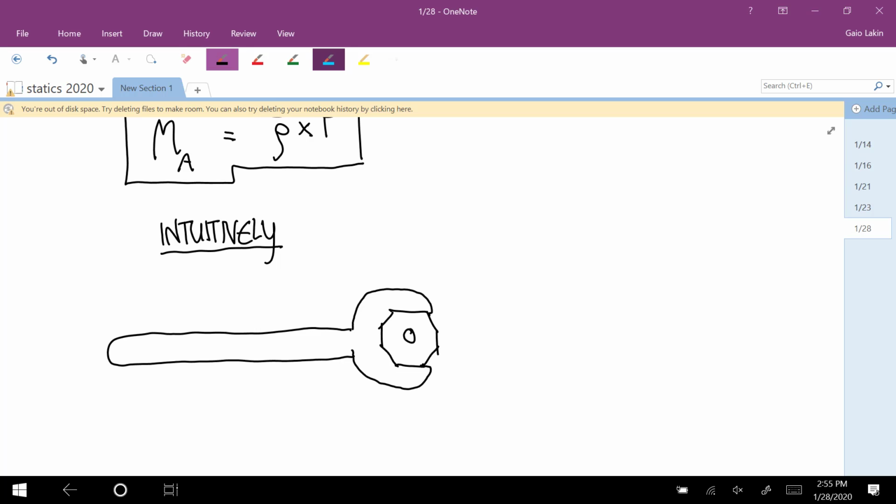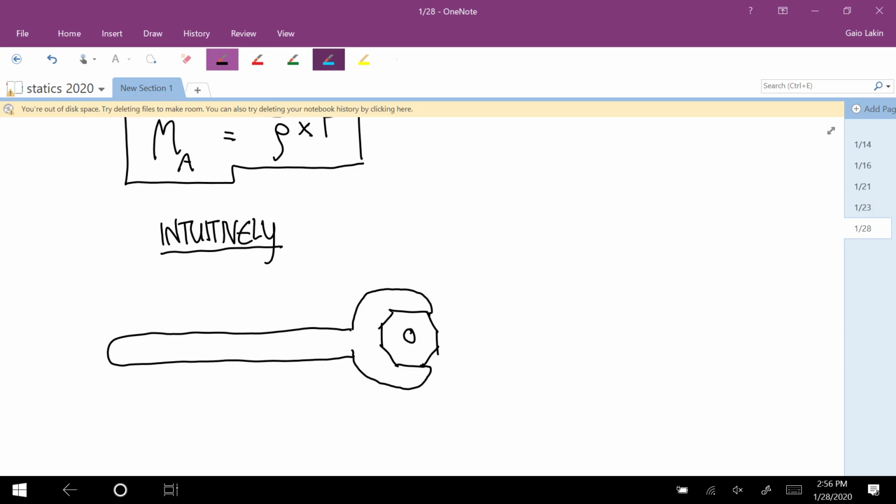But it's not just about the force that you can apply to this wrench. It's also about how far down the wrench you apply that force. So if you apply 100 newtons of force right here, it wouldn't tend to turn it very much. But if you apply that same 100 newtons of force way down at the end, it would be a lot more likely to get that movement.